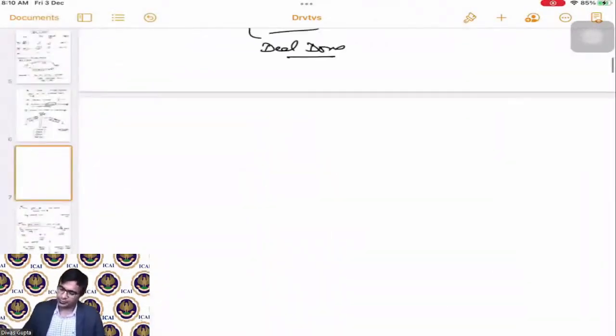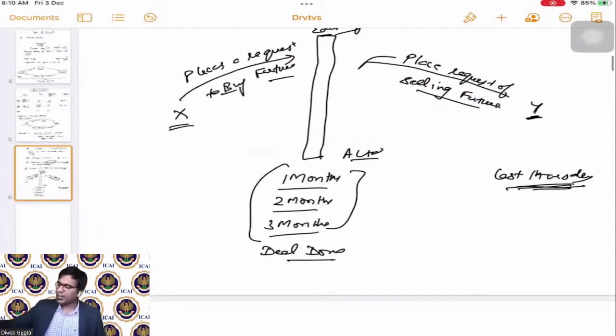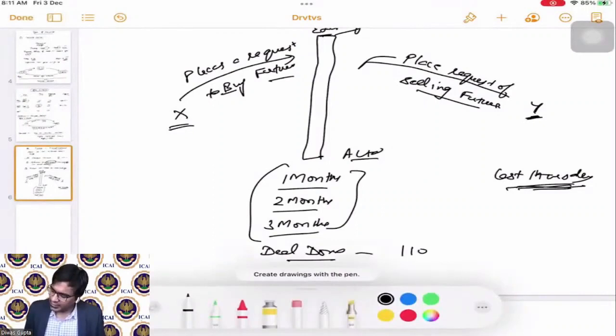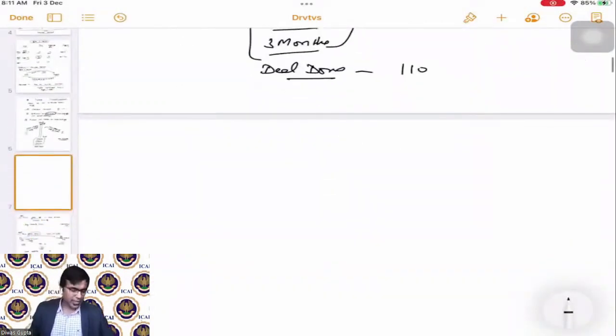Now, what is the deal? Deal done. The deal is done that X and Y purchase this at what price? Let's say 110. Again, I'm taking the same example, instead of X and Y going there for the crude oil. Deal done at 110. So 110 is the price at which the futures are purchased by X and sold by Y. Now let us try to see the net payoffs on settlement.